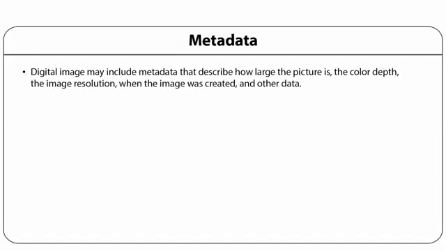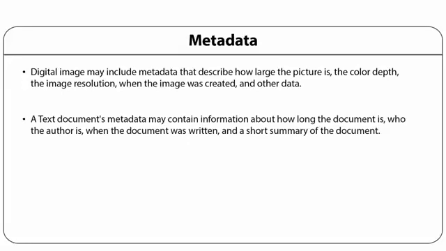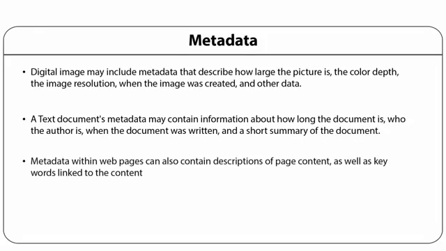may include metadata that describe how large the picture is, the color depth, the image resolution, when the image was created, and other data. In text documents, metadata may contain information about how long the document is, who is the author, when the document was written, and a short summary of the document. Metadata within web pages can also contain descriptions of page content as well as keywords linked to the content.